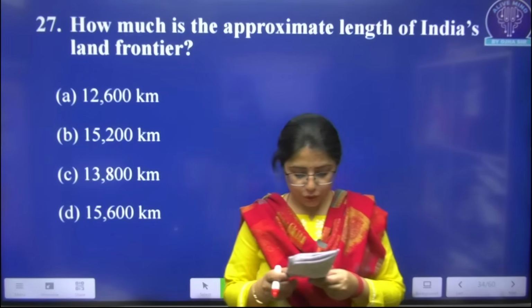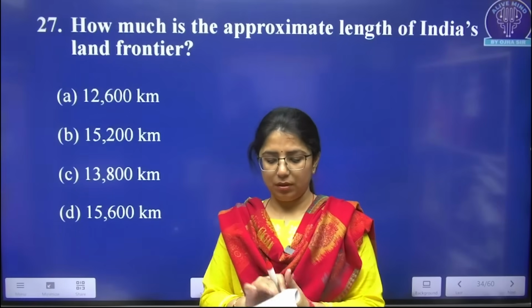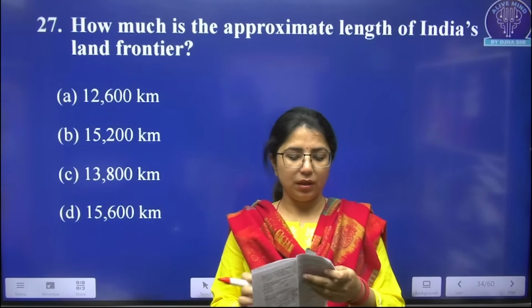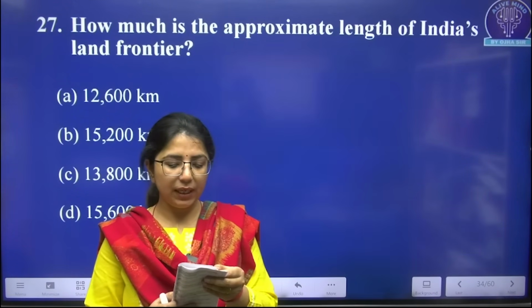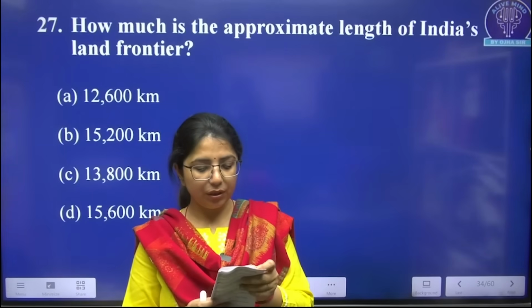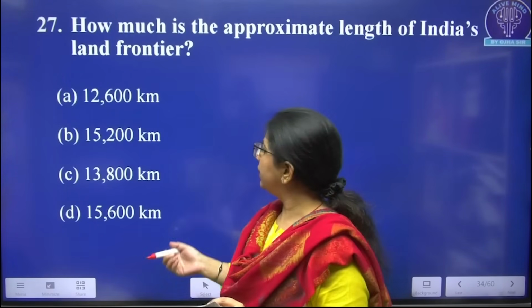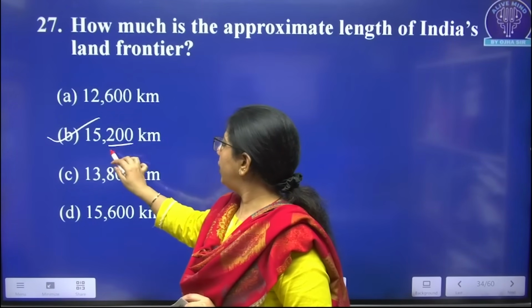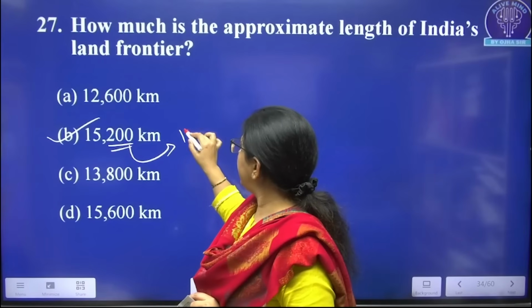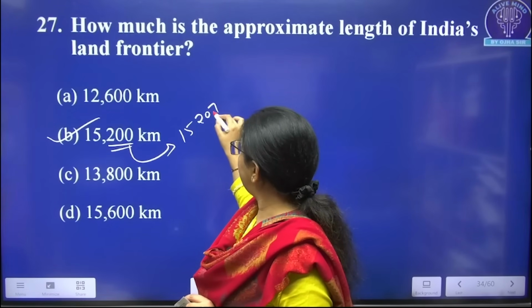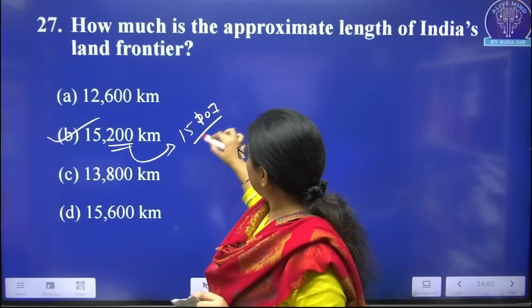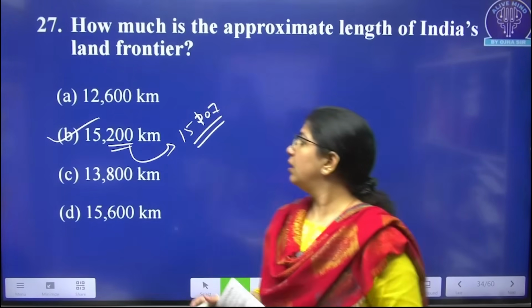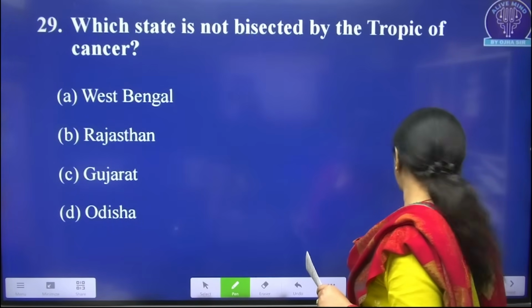Then is the next question, question number 27. How much is the approximate length of India's land frontier? We have done this. It was 15,200, now they have amended it as 15,107 kilometers. Okay.